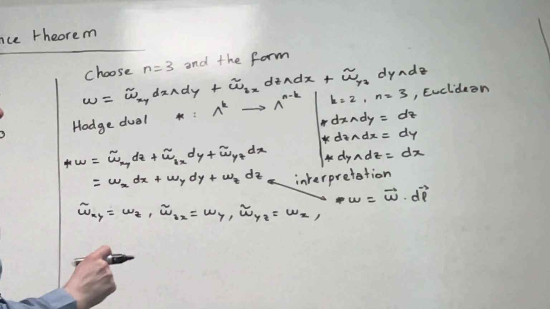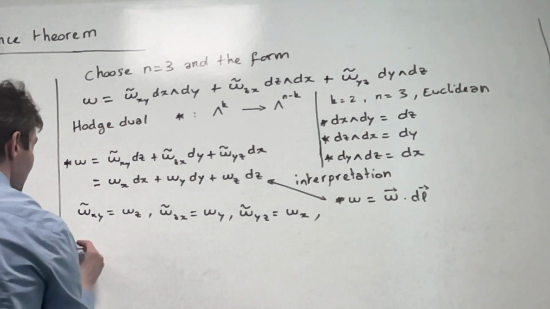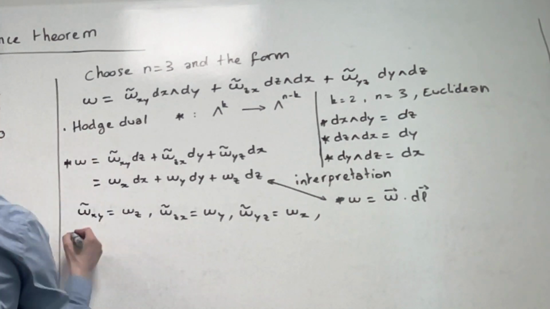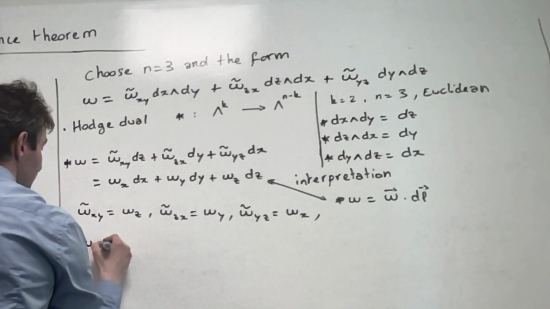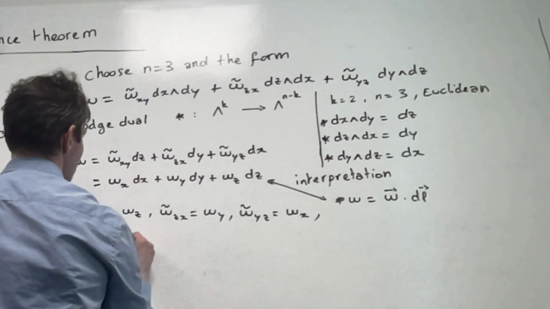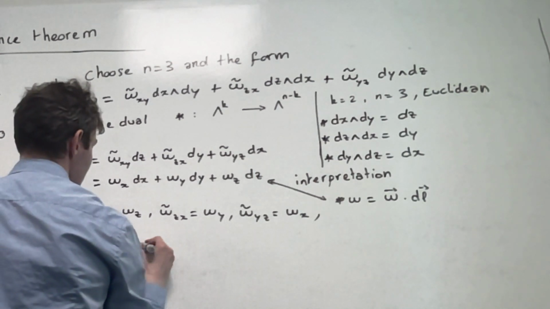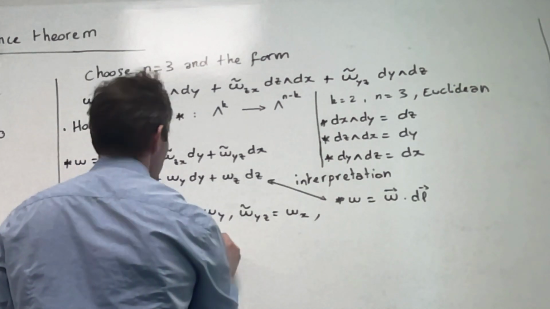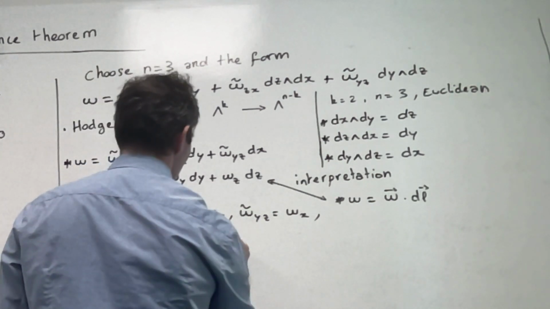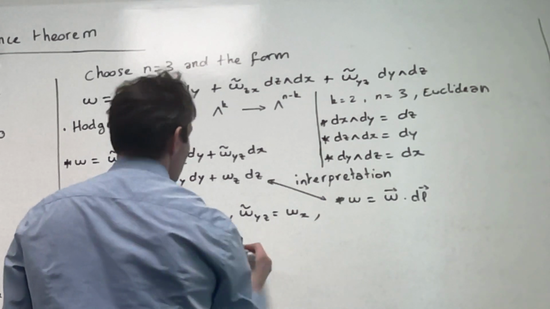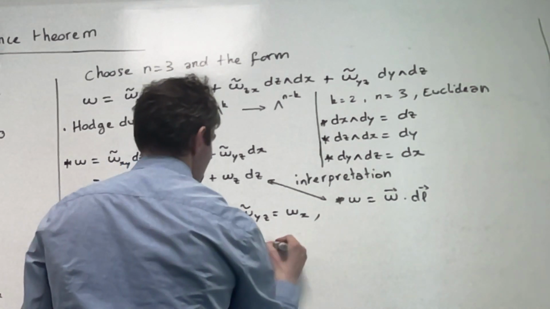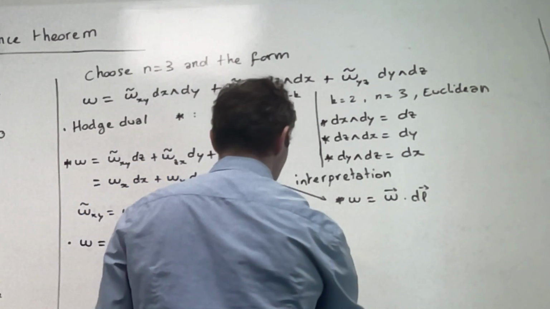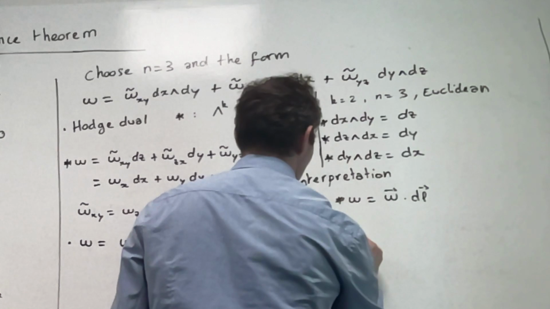Okay, but then I actually can write the same thing here. So the form omega itself is basically going to be omega z dx dy plus omega y dz dx, and then plus omega x dy dz.